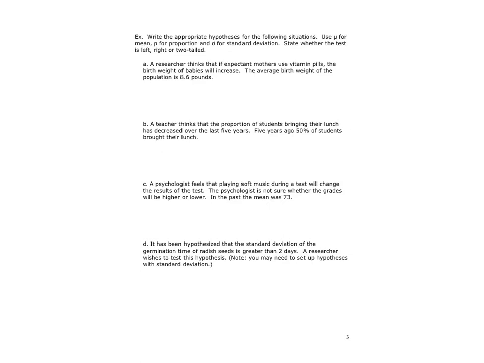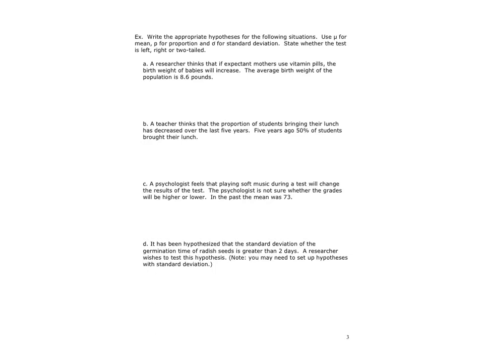Write the appropriate hypotheses for the following situations. Use mu for mean, p for proportion, and sigma for standard deviation. State whether the test is left, right, or two-tailed. A researcher thinks that if expectant mothers use a vitamin pill, the birth weight of babies will increase. The average birth weight of the population is 8.6 pounds.